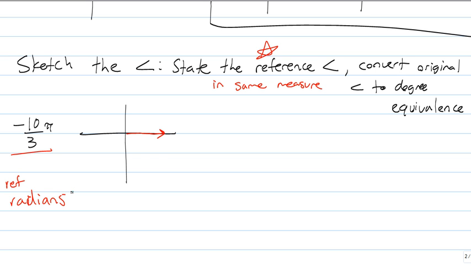So sketch it, state the reference, and then we're going to convert the original to degrees. Now you can do this part first if it helps you out. So let's say you wanted to do this part first, to convert the original to degrees. We have -10 thirds pi times 180 over pi. Okay? And you get -600 degrees. So we know that we're working with -600. So let's do that one.